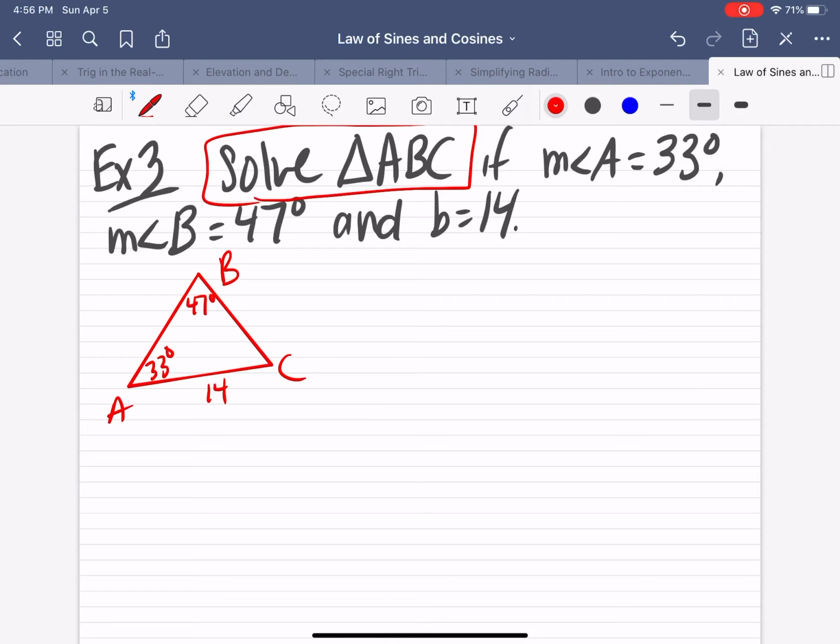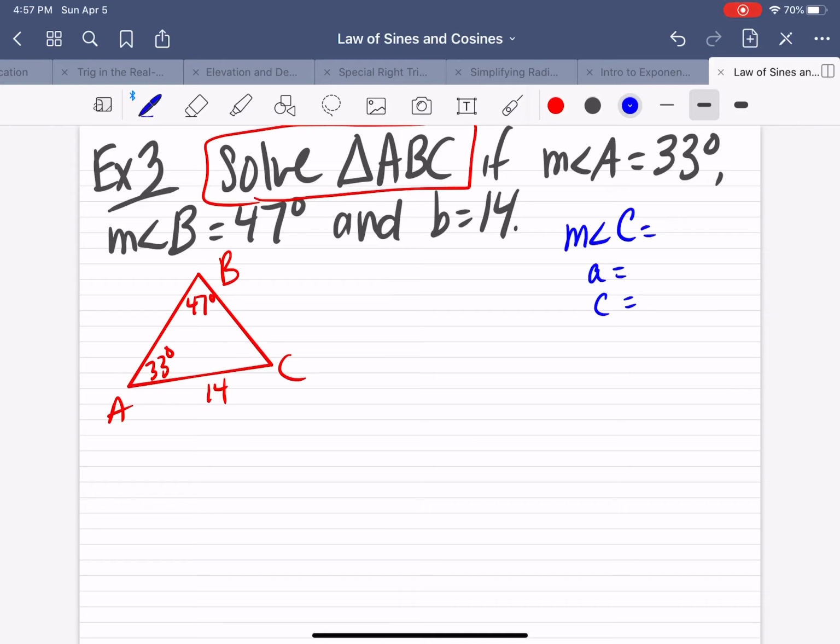Okay, so if we're trying to find all the missing parts, we have to find the measure of angle C, the measurement of side a, and the measurement of side c. So pause the video, see what you would find first. The very first thing I would do is solve for the missing angle, which is angle C.